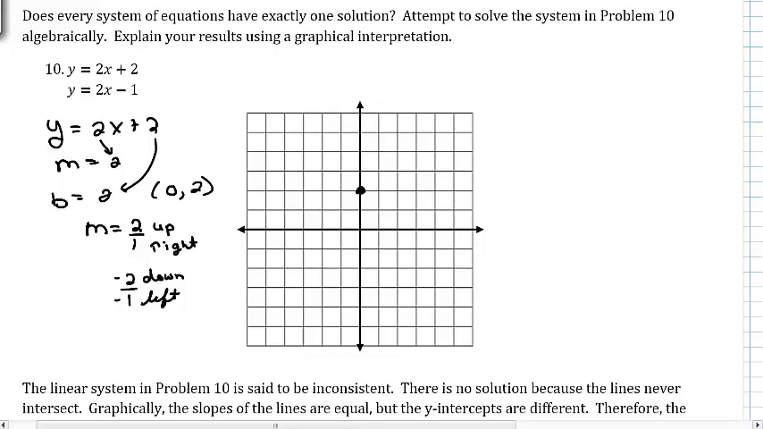So up 2, right 1. And I'm going to label my points 0, 2, and this would be the point 1, 4. And then I'm going to go down to left 1 for my other point. So that's the point negative 1, 0. And then I'm going to draw my line.